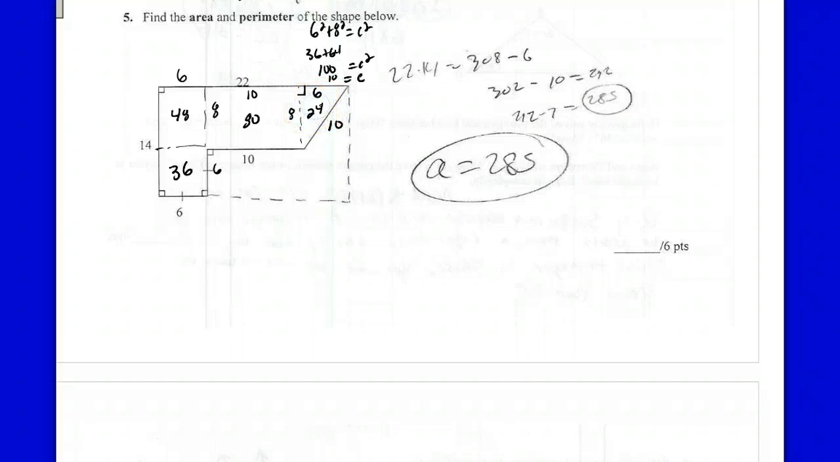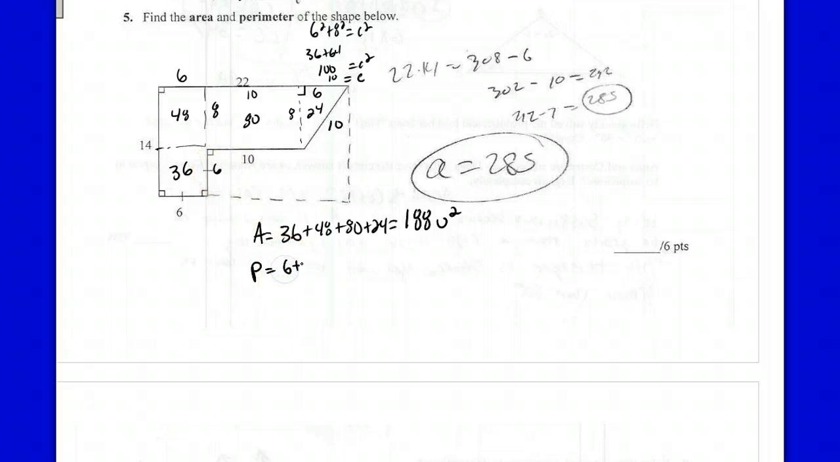So it's only actually equal to 24. And if I take 36 plus 48 plus 80 plus 24, I should get 188 units squared. Okay, that's my area. Now perimeter, I simply need to add up just the side lengths.